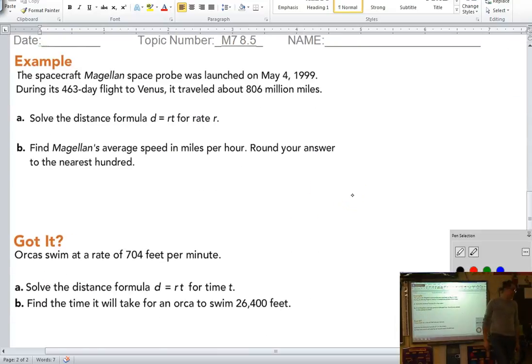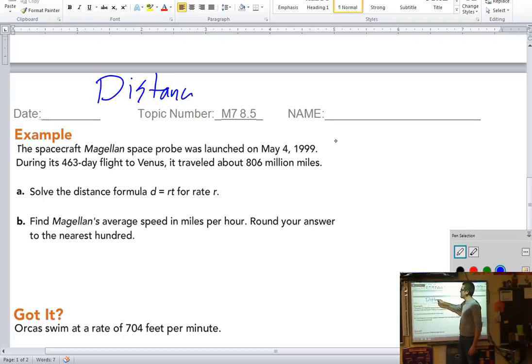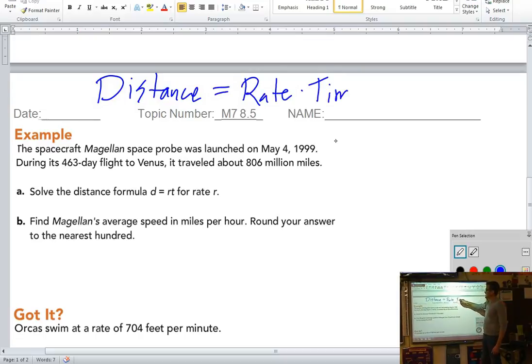Let's do one more. We got a little bit of time. Let's talk about our dirt formula some more. What is our dirt formula representing? Why do we use this? Hey, excuse me. Do you remember why we use the dirt formula? This D equals RT. Xavier? I need everybody on the top of their paper because the more you write it, the better you remember it. Distance equals rate times time.